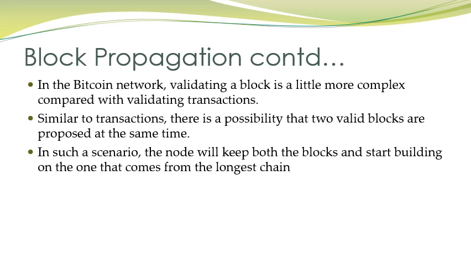Similar to transactions, there is a possibility that two valid blocks are proposed at the same time. It may happen that a node will receive two valid blocks at the same time. In such a scenario, the node will keep both blocks and start building on the one that comes from the longest chain. It will try to validate the block that comes from the longest chain. So this is the rule used when two valid blocks are proposed at the same time.